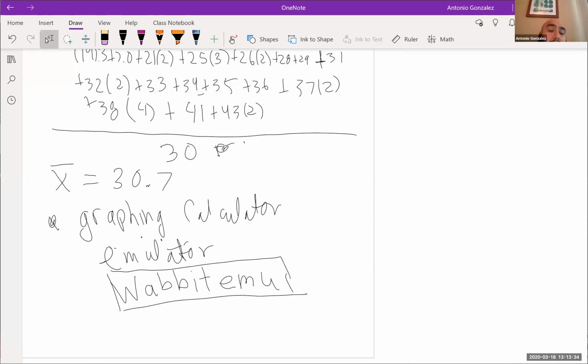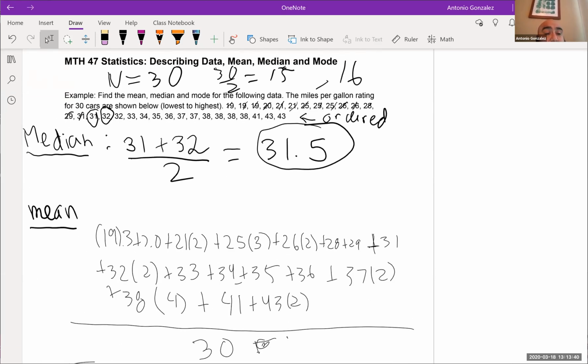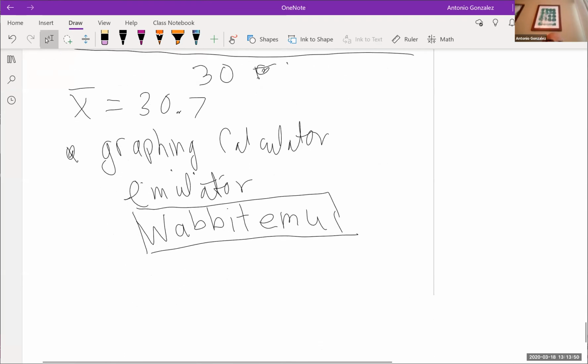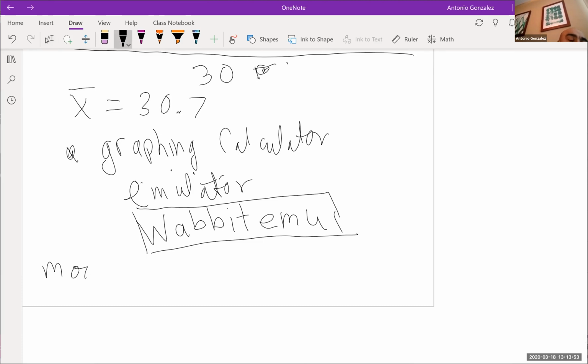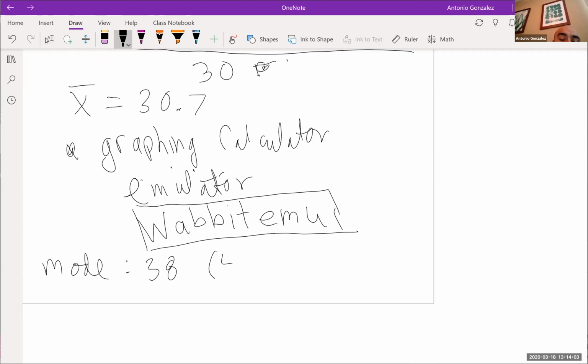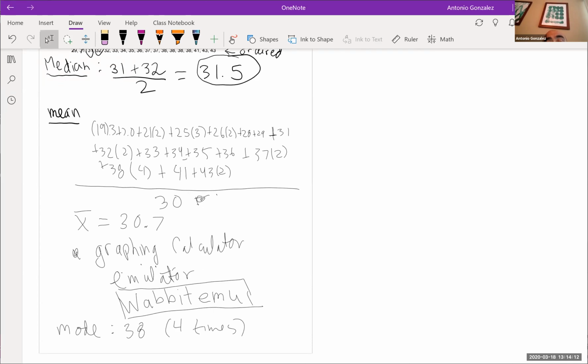What about mode? Oh, the mode, of course. The mode is the one that shows up the most. So looking at our data, it appears that 38 is the mode. Sorry about that. I skipped over the mode. It's 38. In this case, it shows up 4 times. And again, one thing to notice is that in most cases, and this one as well, the median, the mean, and the mode will most likely be 3 different numbers.